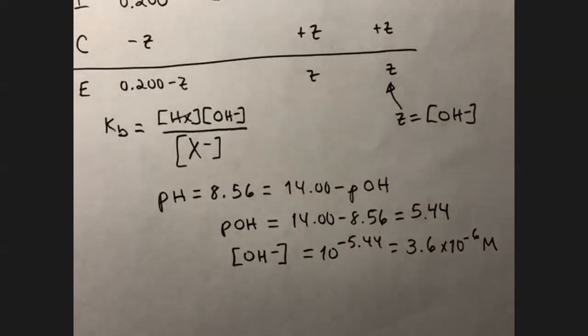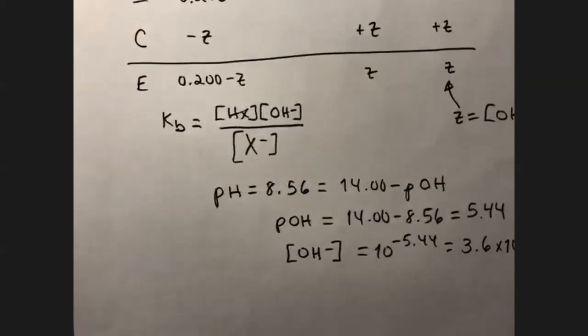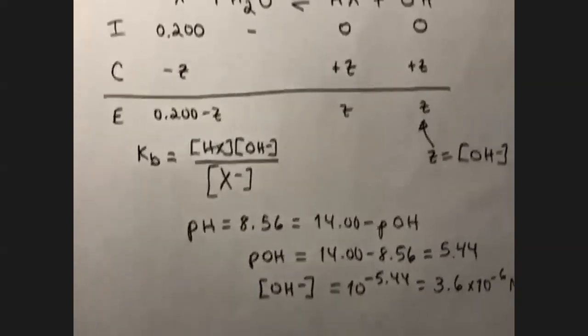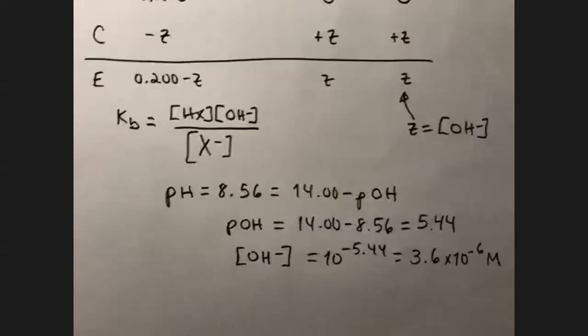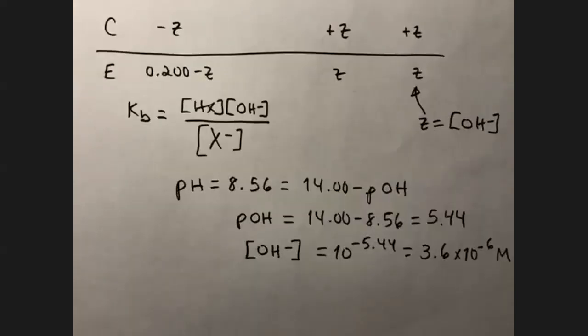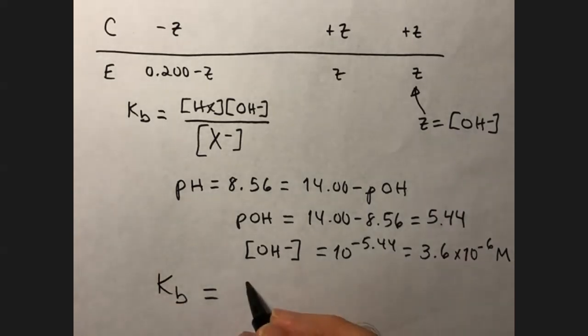I hope I didn't go too fast. I'm assuming by now you're pretty well versed in doing these ICE tables, right? Okay, so there we go. 3.6 times 10 to the negative 6 molar. That's the concentration of hydroxide, but we said that's Z here. So basically, we can calculate Kb as Z squared over 0.200 minus Z, and you guys can do that.